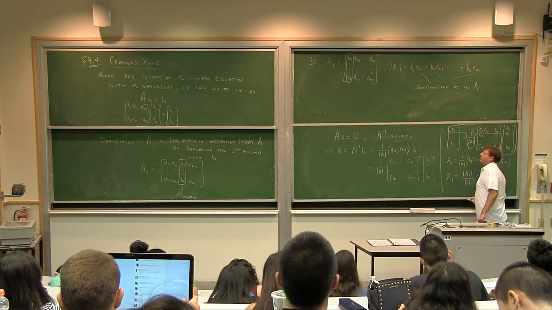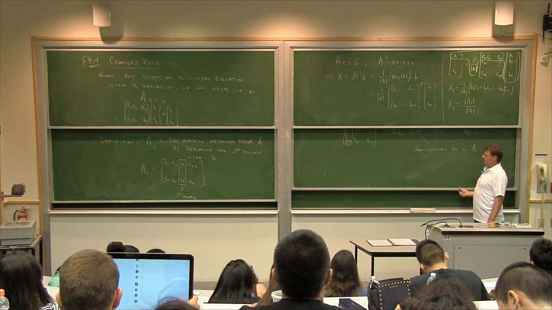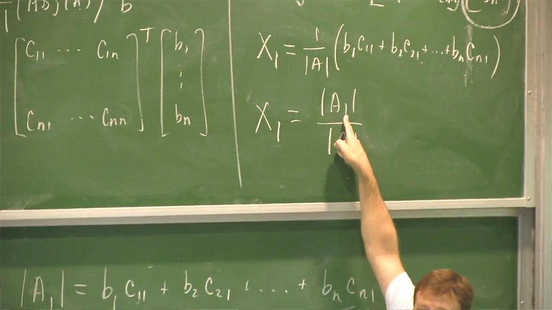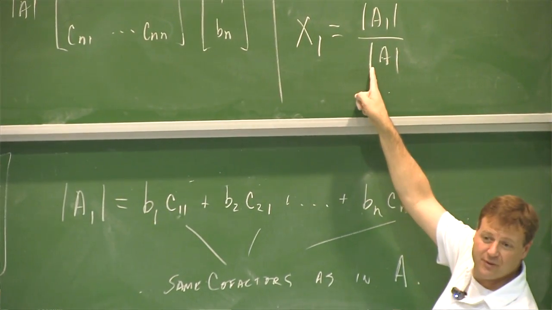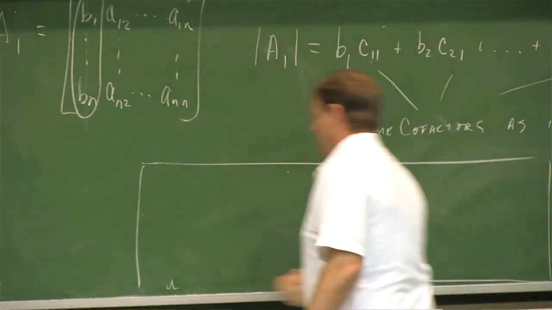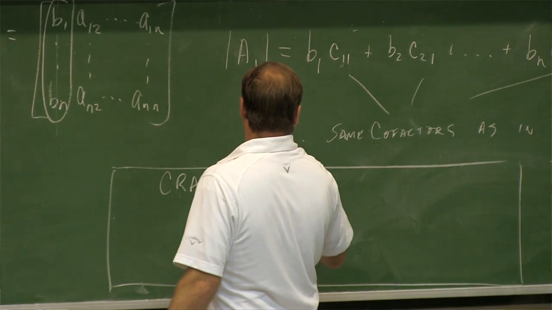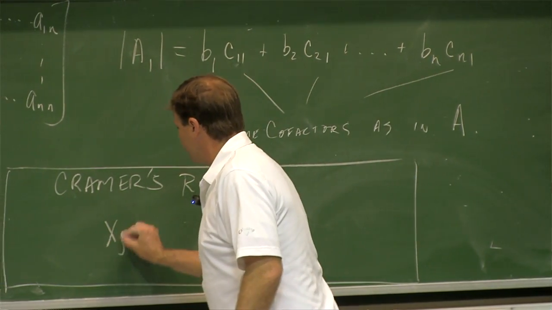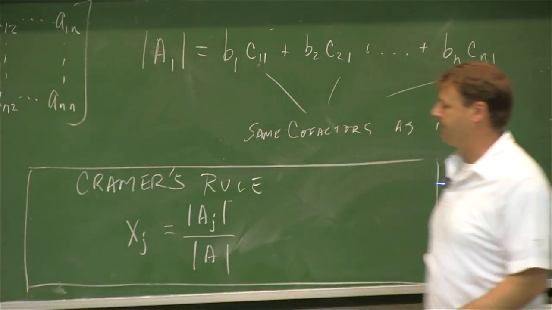Okay, so now, is there anything special about x1? What if I had x5? What do you think that would be? See, look, I have x1 and I got A1. It's not a hard leap to realize that x5 or x10 is going to be A5 or A10 over this. Or in general, I can write down what's called Cramer's rule. And that's x sub j is equal to the determinant of A sub j over the determinant of A.